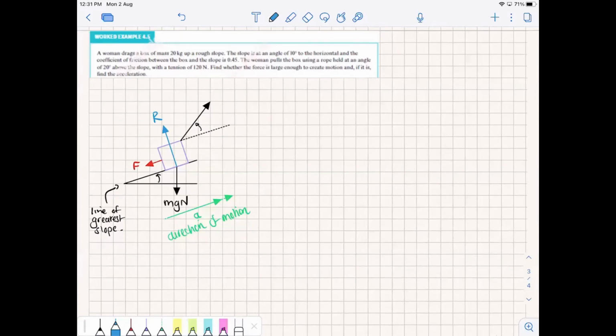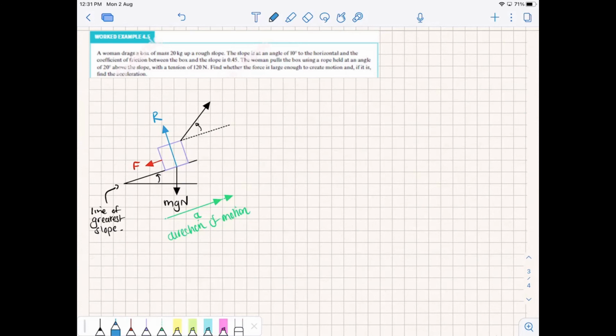Right, let's have a look at this example as well quickly. We have a woman who drags a box of 20 kilograms up a rough slope. The slope is at an angle of 10 degrees above the horizontal, and the coefficient of friction between the box and the slope is 0.45. The woman pulls the box using a rope held at an angle 20 degrees above the slope, with a tension of 120 newtons. Find whether the force is large enough to create motion, and if it is, find the acceleration.